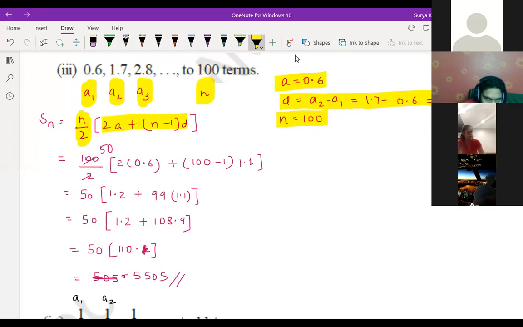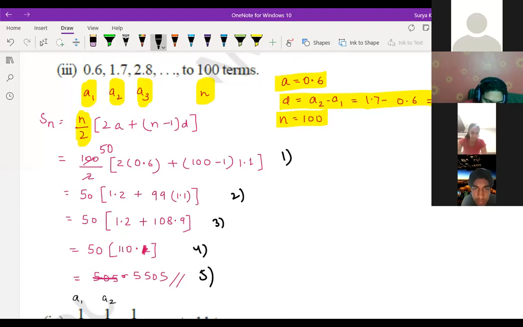Now tell me, I will just write the steps here, and just tell me the doubts, where you are getting the doubts over here. First, second, third, fourth, fifth. Which step are you having doubt in, children? Just let me know.